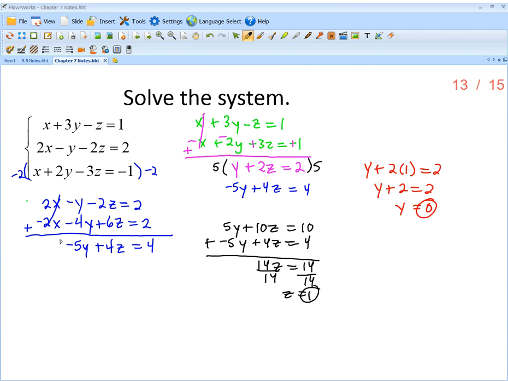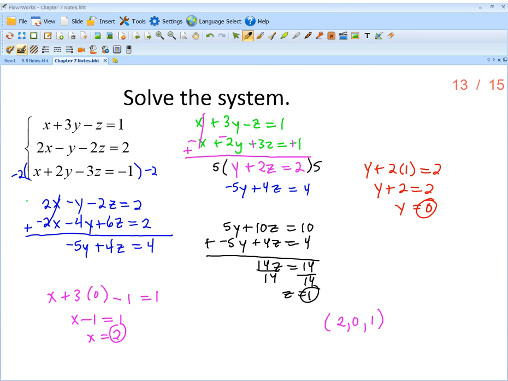I just need x. So I'll go to the first equation. I have x plus 3 times 0 minus 1 equals 1. So I really have x minus 1 equals 1. So x is equal to 2. So our ordered triple is 2, 0, 1. And again, we highly encourage you to double check by plugging those values in.